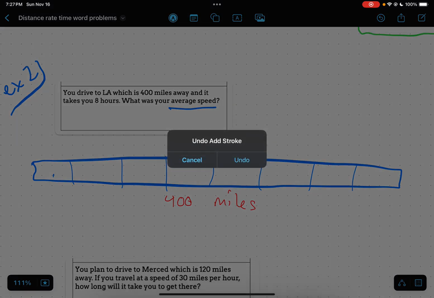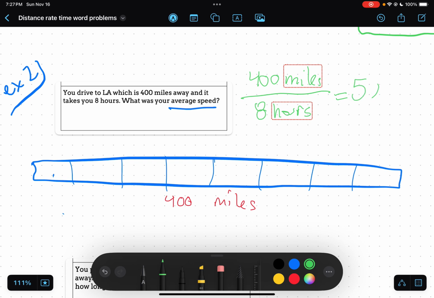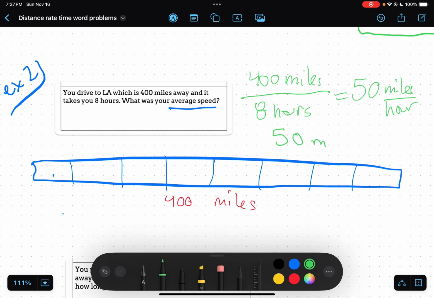So if it took me 8 hours to go 400 miles, how will I figure out what speed I traveled at during that time? In this case, it would be a division problem, right? I would do 400 miles divided by 8 hours. And that will tell me that my average speed is 50 miles per hour. And this is a good time to know, you can write out your units with words. You can write miles per hour or 50 mph, but that's actually the same as division. This is what it's saying, 50 miles per 1 hour.